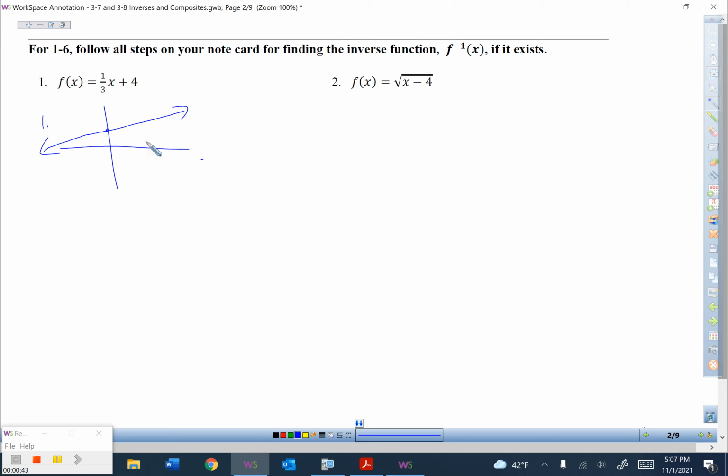On your note card it says, if this does pass the HLT, we're going to give the domain and range. So under step 1, still domain and range of that function that you just sketched. So all lines, domain is all real numbers, range is the same thing. And we're on to step 2. In order to switch the x and the y, we have to see a y show up. So instead of f of x, you just write y equals.